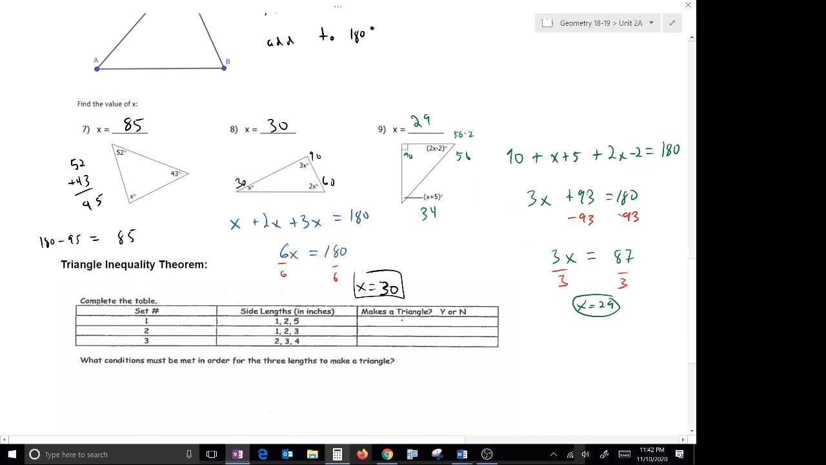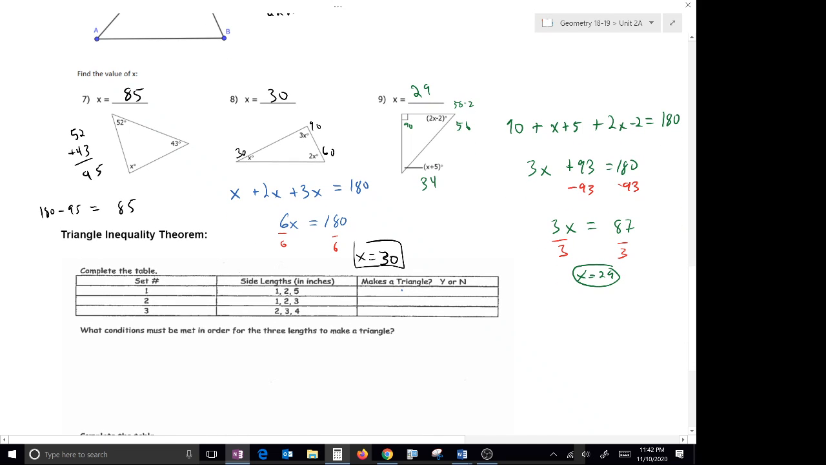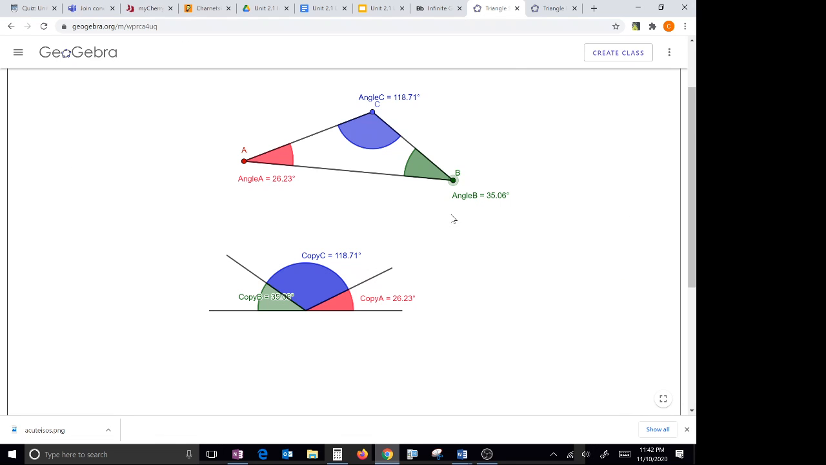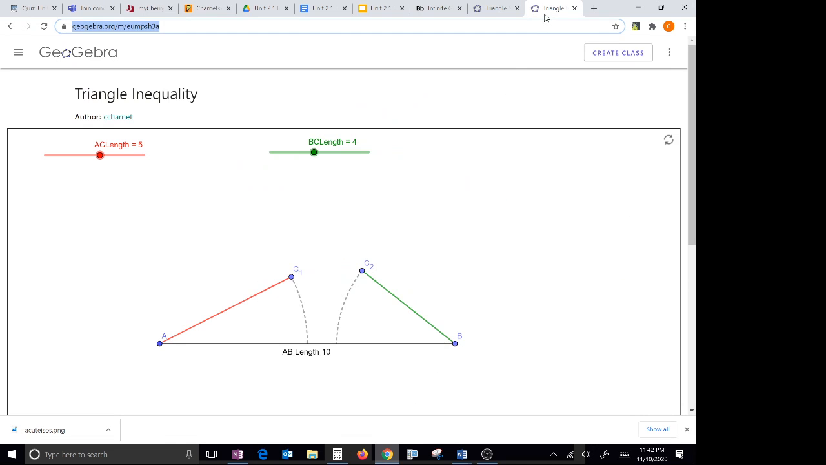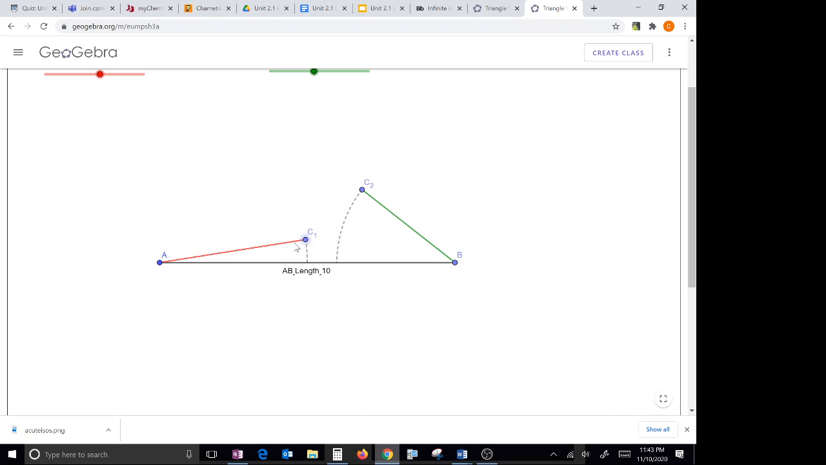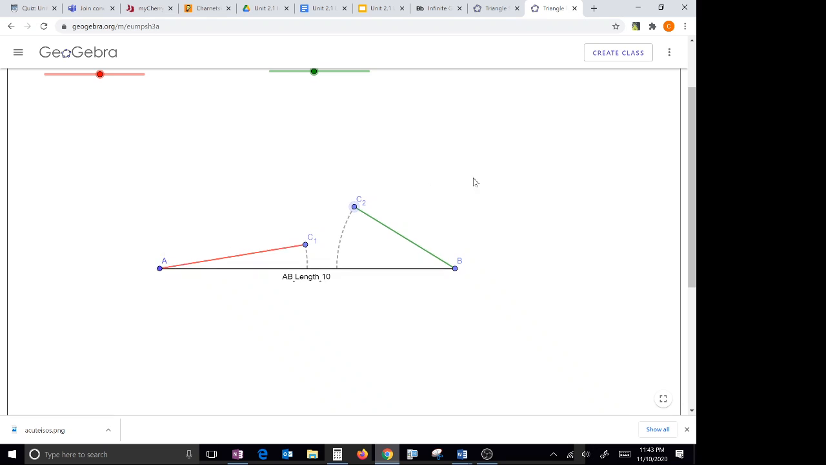Our last theorem we're going to learn about triangles today is the triangle inequality theorem. And once again, there's a GeoGebra that we can click on. So the question is, I've got a length of 10 units, and some other lengths that I can play around with to see how I can build a triangle. My goal is to connect C1 and C2 to make a triangle. Right now, as is, I can't quite build a triangle. They're not connecting. They're too short, in other words.